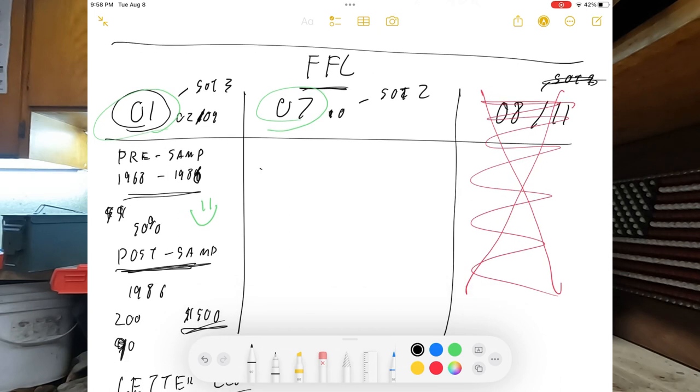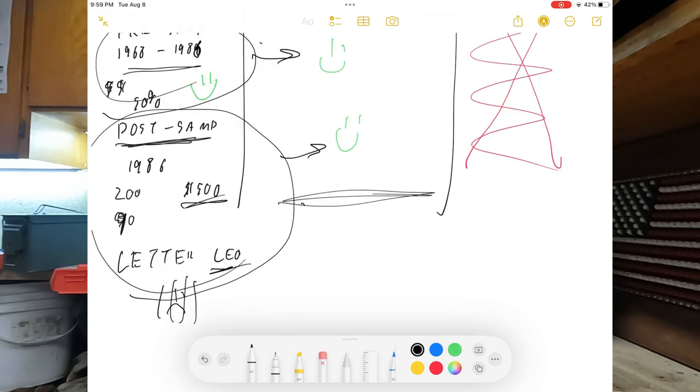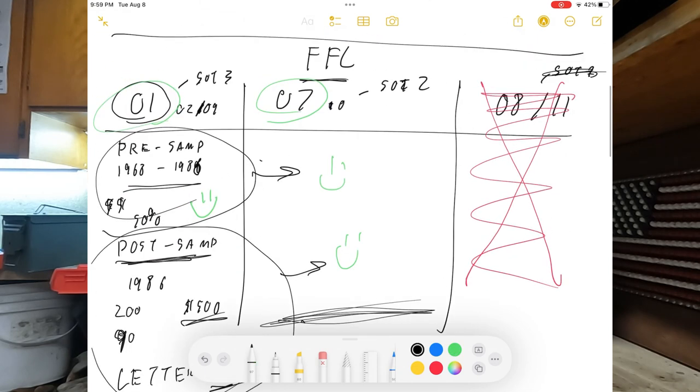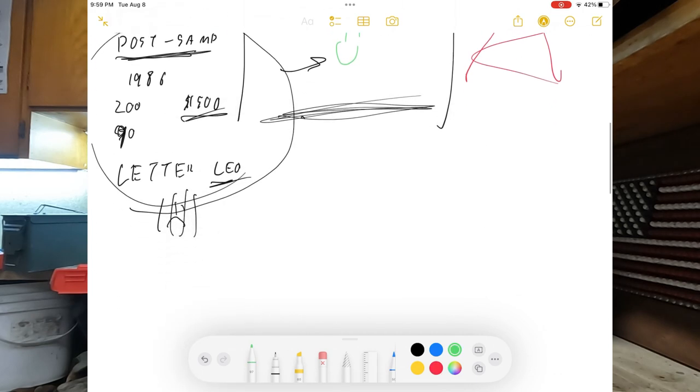Okay, the other FFL is the 07. Again, all this pre-sample stuff still applies to the FFL 07. The nuances with getting an 07, or a 10: the 10 is for destructive devices. We're not really going to worry about that. Same with the 02 and 09. This is for pawn shops, and this is for dealers of destructive devices. We're really not going to worry about that. You might do the pawn thing, but okay, let's get real, probably not.